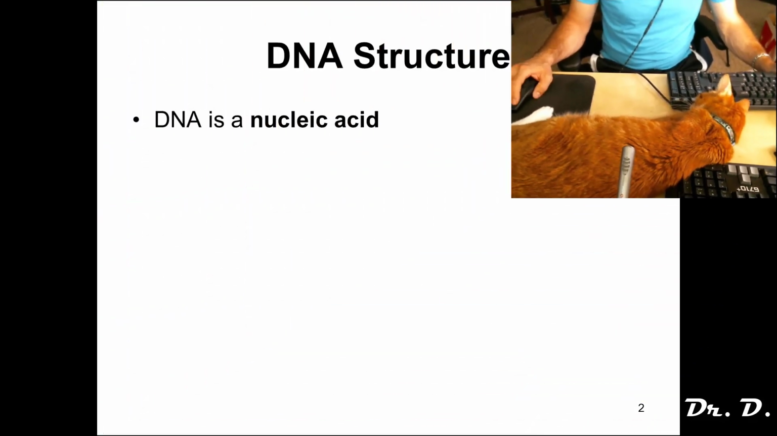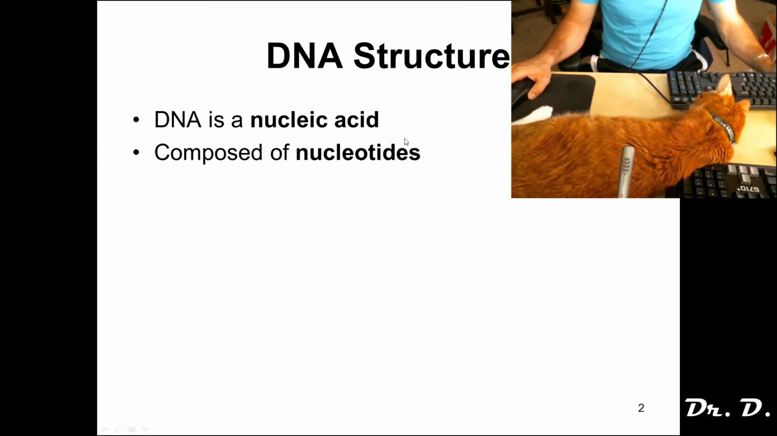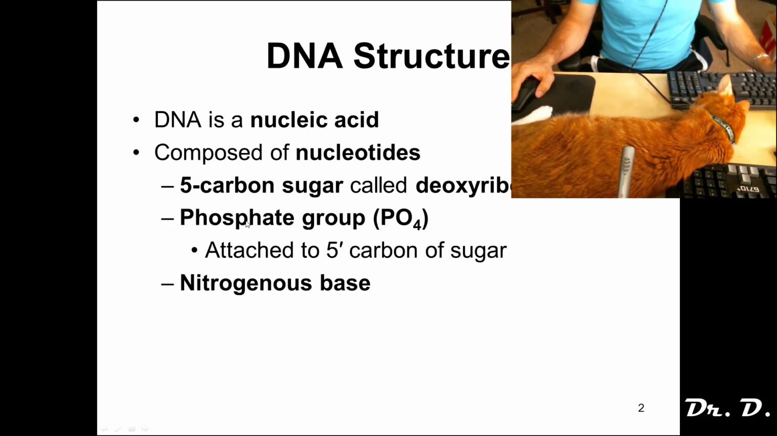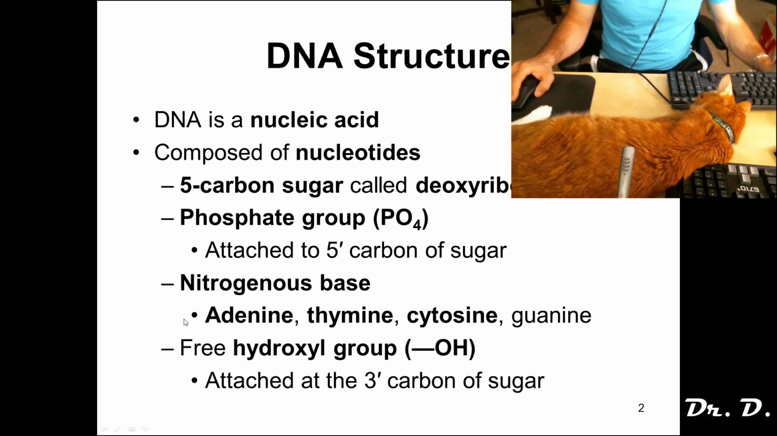Remember that DNA is a nucleic acid. This should be a review that DNA is a nucleic acid made of nucleotides. Nucleotides consist of a 5-carbon sugar called deoxyribose, also a phosphate group and a nitrogenous base. Remember, DNA has A's, G's, C's, and T nitrogenous bases.